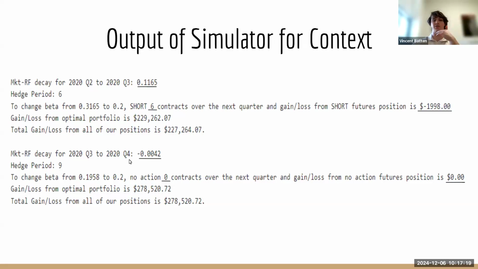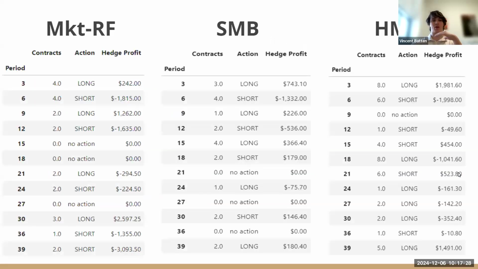And then just for more context, say for the next quarter, the loss is less than 1 point. So we take no action and the gain or loss is $0. And here's just the direct output of how all 3 factors ended up being. So what you see here is that it did end up being a light loss, as I said.